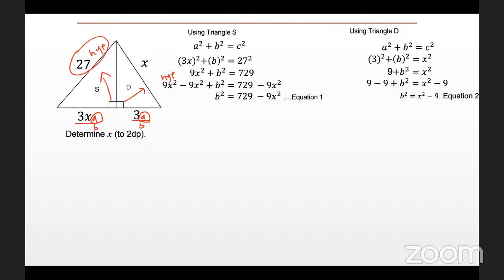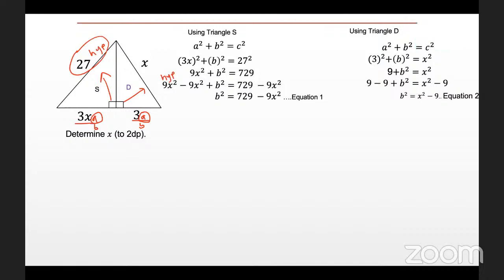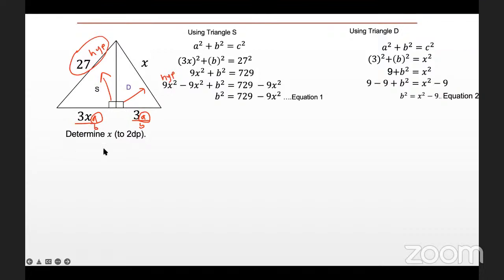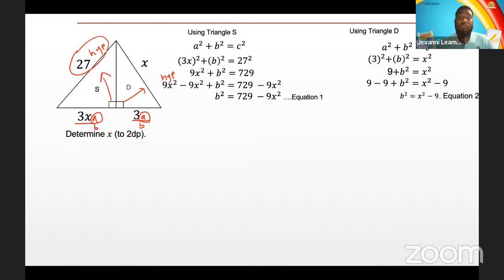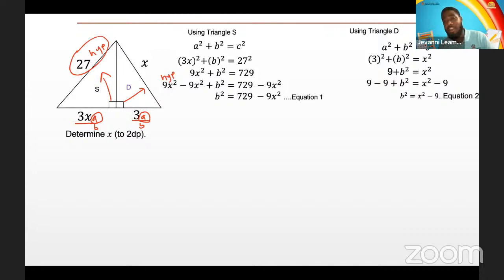So both equations, what do you notice about both equations? What do they have in common? B squared. So now I can actually say B squared is equal to B squared, right?